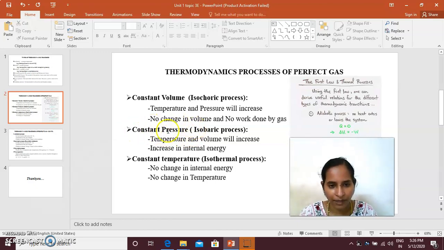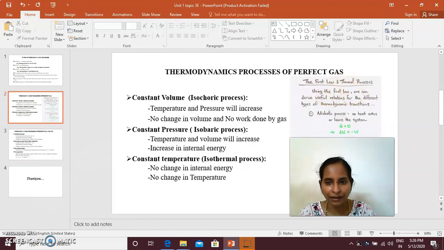Here, since the temperature increases, an increase in internal energy also takes place. Constant temperature is the isothermal process. Thermal refers to temperature. Since the temperature is kept constant, there is no change in temperature and no change in internal energy.